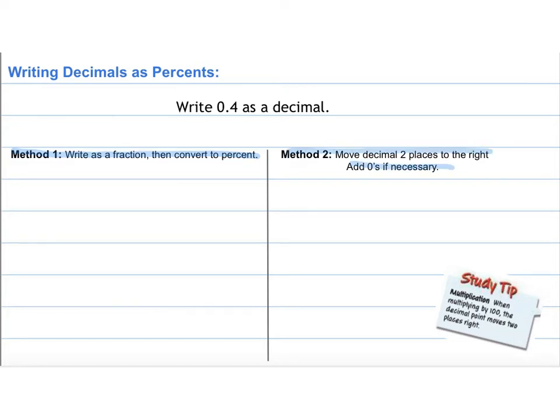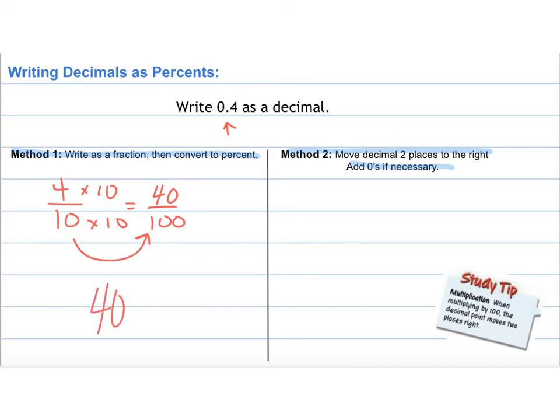Okay. So let's start with method number 1. Write it as a fraction. Well, if I read this number, I read it as 4/10, so 4/10. Now to write that as a percent, percents are always out of 100, so I need to get from 10 to 100. To do that, I would multiply by 10, multiply the top by 10, which would be 40. So 40 out of 100 would be 40%. So that's the first method.